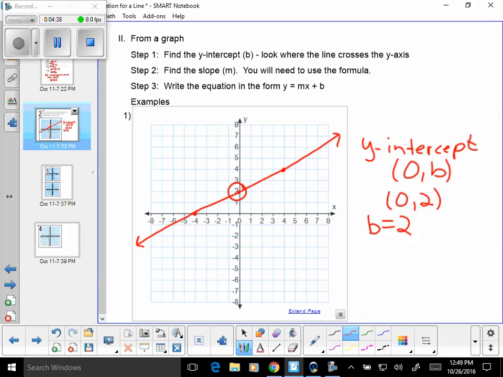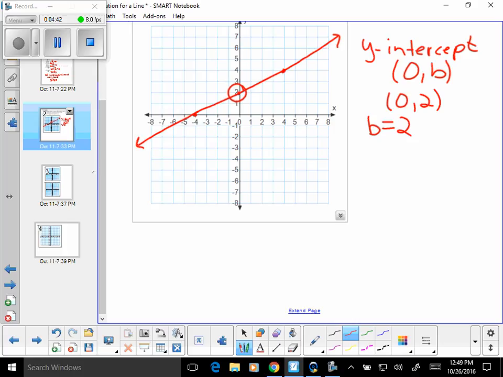Now, slope, we have to calculate. And that's where we go back to our equation. Slope equals y sub 2 minus y sub 1 over x sub 2 minus x sub 1. Now we know we have the 0, 2, so let's use that.